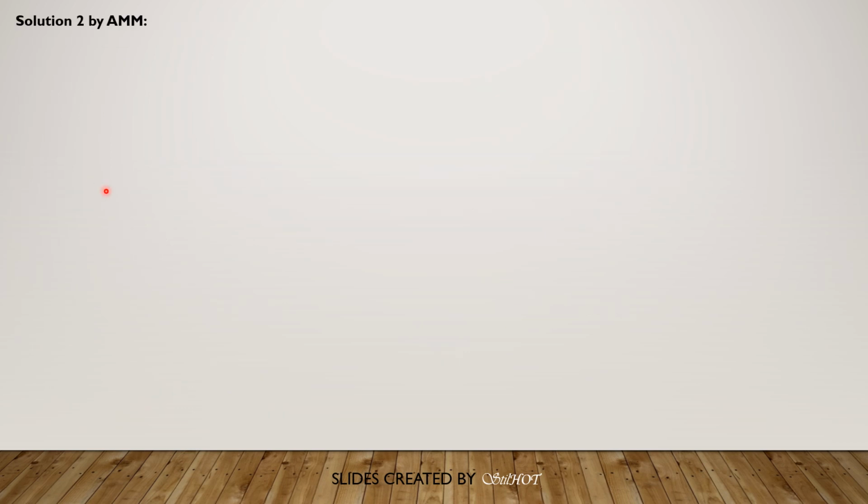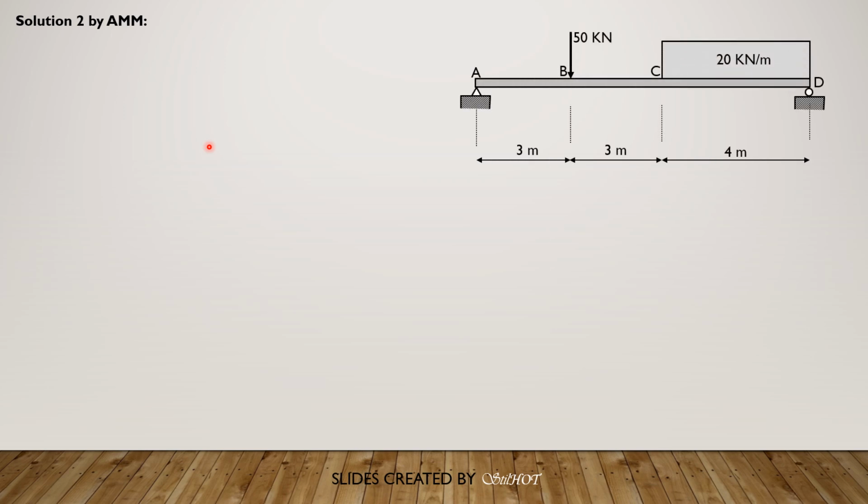Let's proceed to the second method, the area moment method. Let's select D as our moment center, although you can select C as moment center, B, or anywhere. But the simpler moment diagram by parts would be making C or D as moment center. So I select D as the moment center.